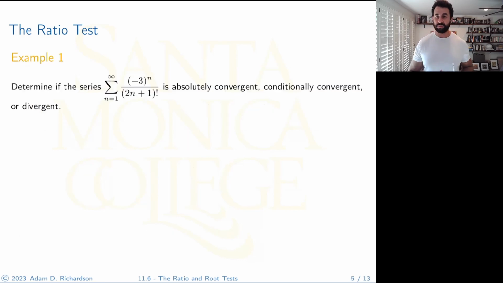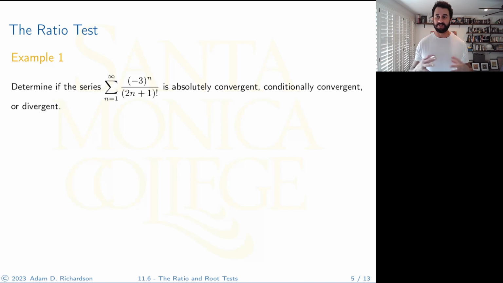Okay. Let's practice. Let's determine if this series is absolutely convergent, conditionally convergent, or divergent. All right. Now, the first thing I notice here is that the summand has a lot of products in it. It's basically -3 to a power, and it's some factorial in the bottom.